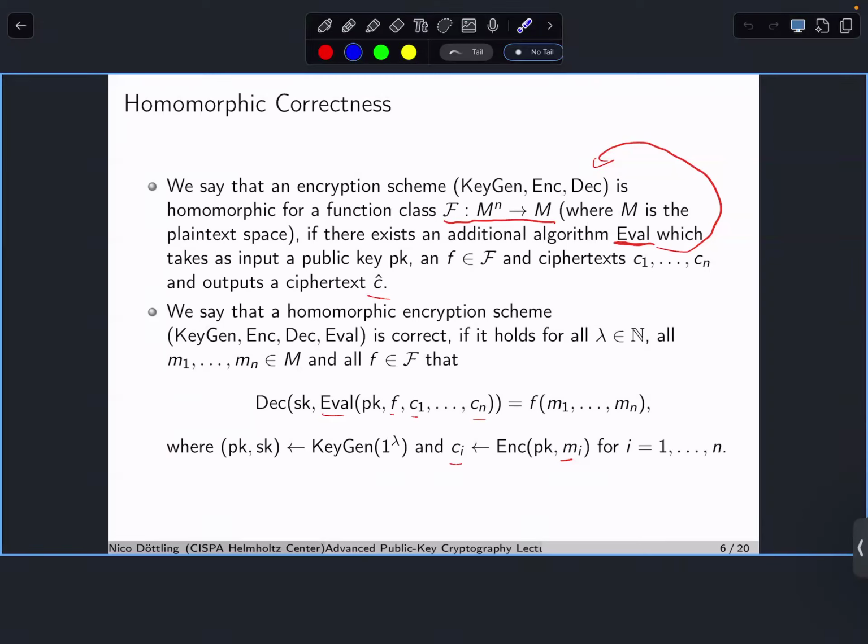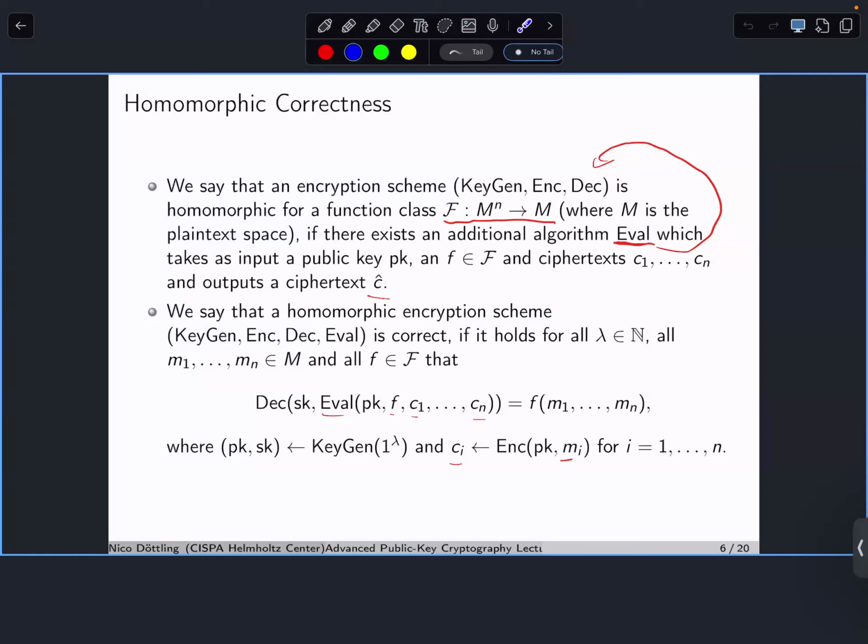We just ask for an augmented homomorphic correctness notion, where we require that, given encryptions C1 to Cn of messages M1 to Mn, we homomorphically evaluate such a function f from this class F on the ciphertexts C1 to Cn, and then decrypt the resulting ciphertext. Then we would like to get the same as f of M1 to Mn.